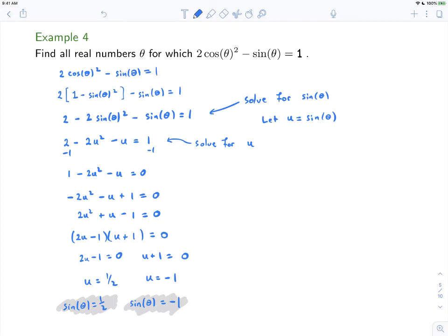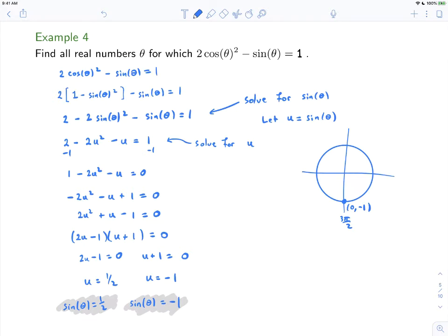So we need to find all values of theta for which these equations are true. And once again, I want to refer to the unit circle. So let's draw a little circle, like so. Okay, so sine is the y-coordinate. So we want to look for the points on the circle where the y-coordinate is -1. Well, that's only down here, where x is 0 and y is -1. And that angle is 3 pi over 2. So the solution that we get from sine of theta equals -1 is 3 pi over 2.